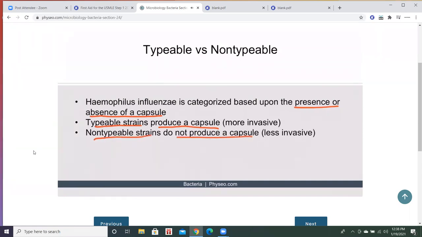Finally, it's important to know that typeable strains are more invasive. This should make sense to you if you recall that a polysaccharide capsule helps the organism resist phagocytosis. So if the organism cannot be as easily destroyed by the immune system, then it's more likely to infiltrate vital organs and cause more harm. On the other hand, non-typeable strains do not produce a capsule, so they're less likely to evade the immune system and are therefore less invasive.